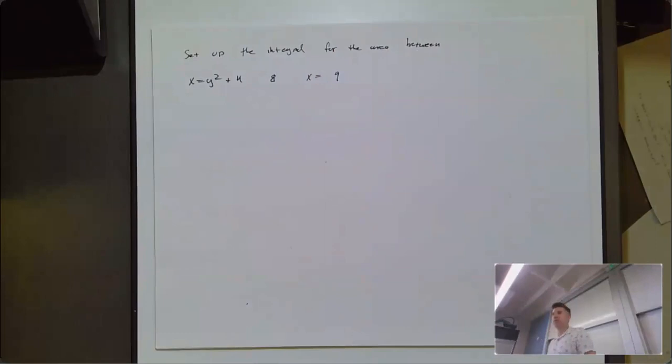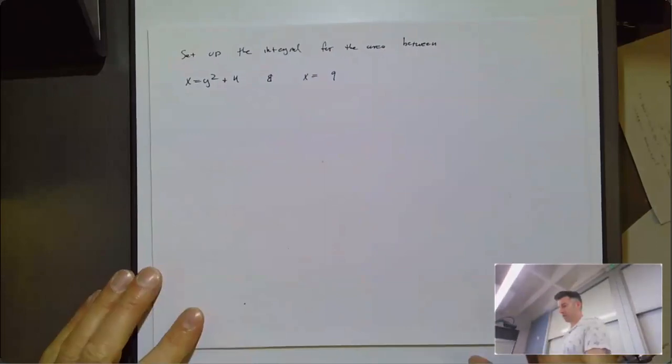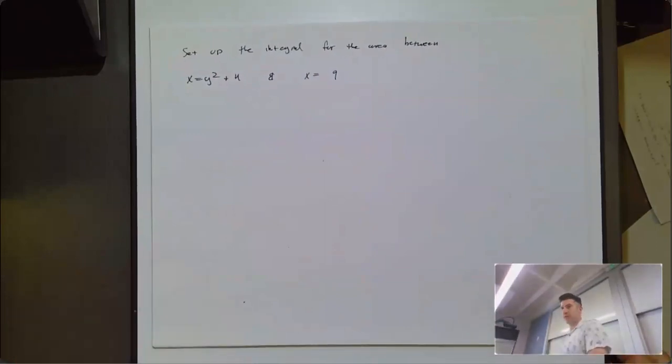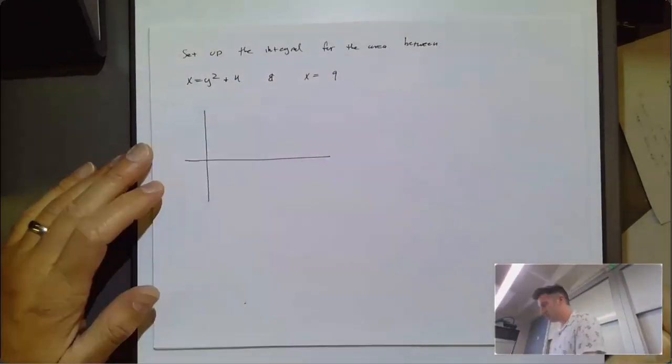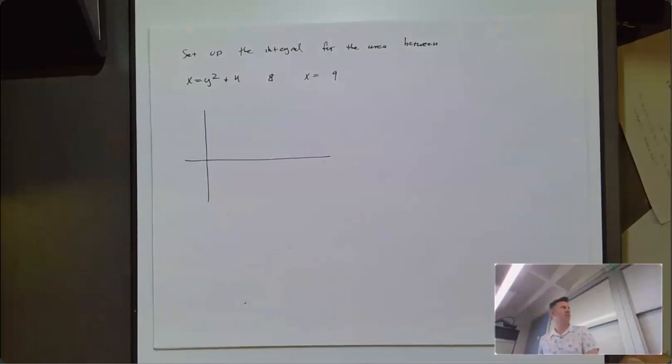And I do think we should graph it just to see what's going on, although you can totally get away without graphing it. But let's graph it. So x equal to y squared plus 4, that is a parabola type thing, but which way does it open? Up, down, left, right?